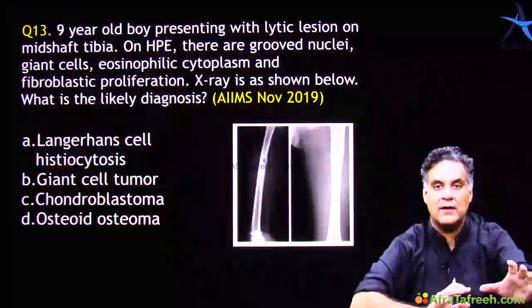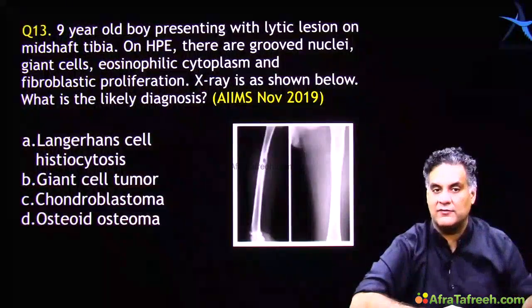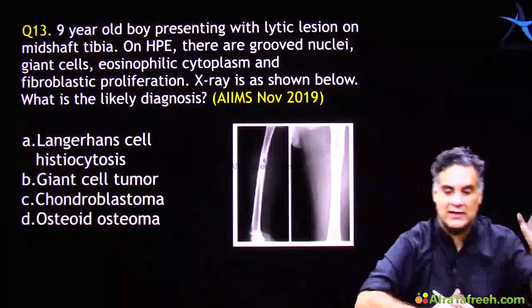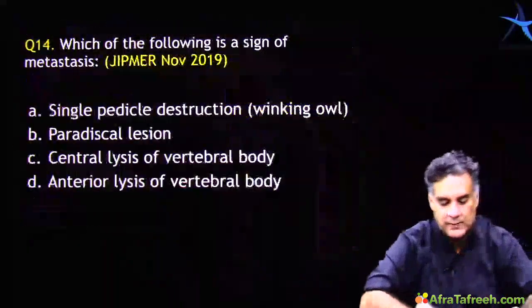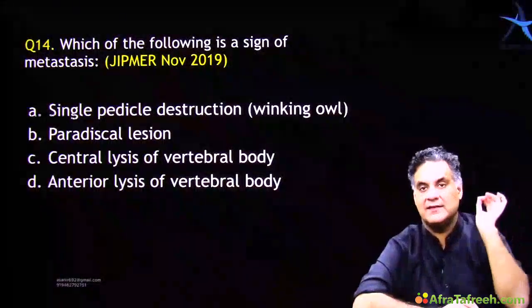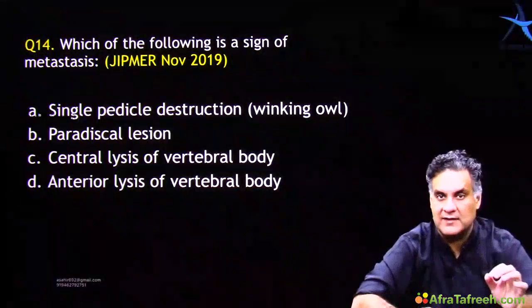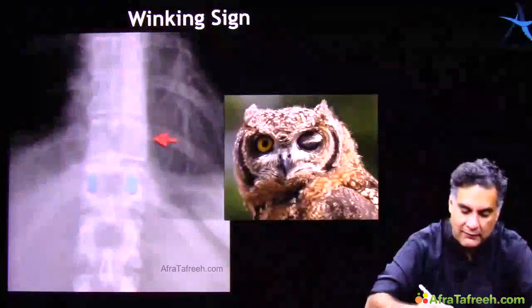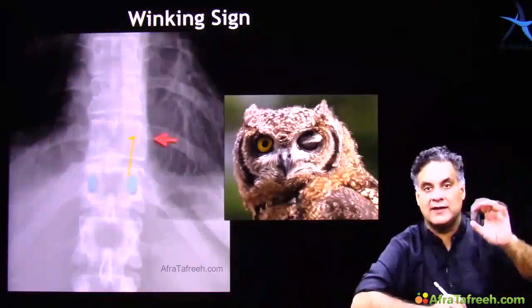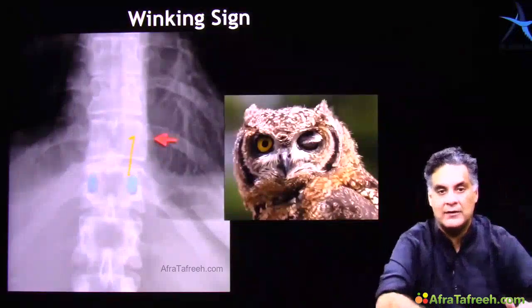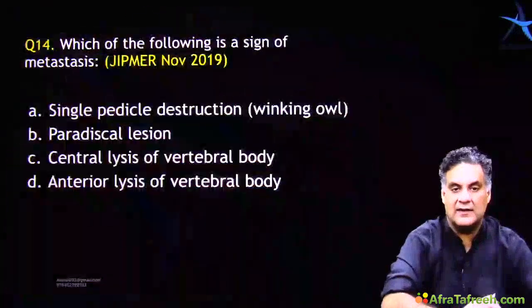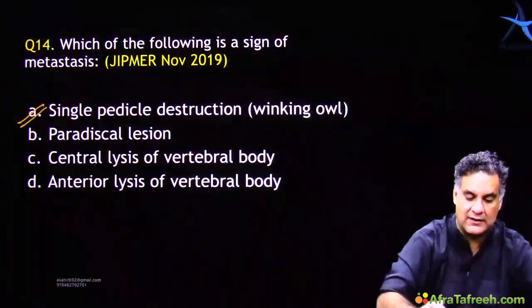So a 9-year-old boy presents with a lytic lesion in the shaft of the tibia with histopathologic grooved nuclei, I'll think about histiocytosis. Which of the following is a sign of metastasis? Remember, infections affect the vertebral bodies. Metastasis will destroy the pedicles. If one pedicle is destroyed, it's called the winking owl sign. If both are destroyed, it's called the blind bat. So the answer here is the first one, single pedicle destruction, the winking owl sign.